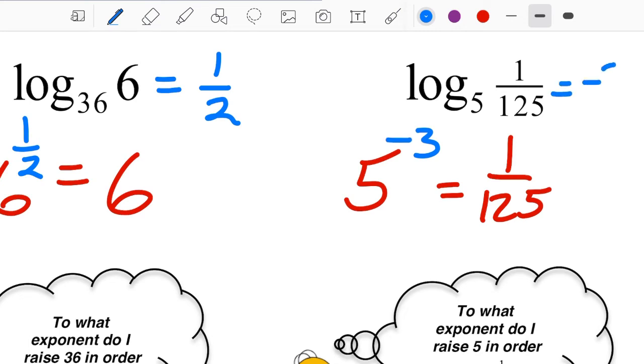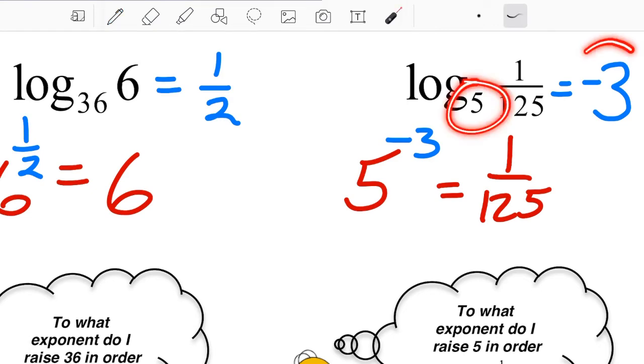So that means that this log is equal to negative 3, because logs are exponents, and I would raise 5 to the negative 3 power to get 1 over 125.